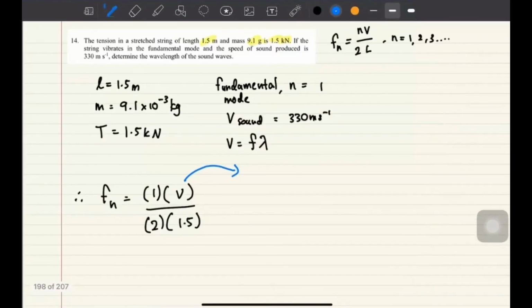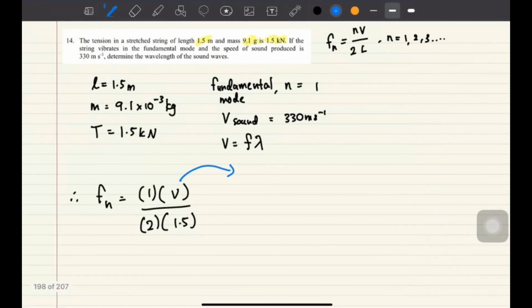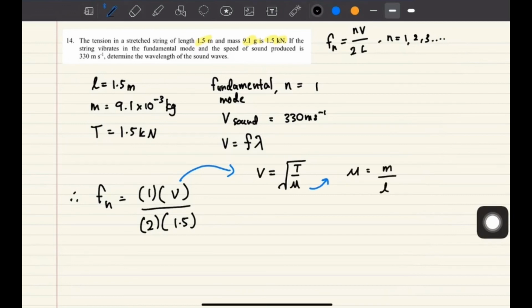So, if you want to substitute inside here, you have to calculate the V. V here is equivalent to square root of T over mu. But remember, you also don't have the mu, so you have to calculate the mu first. Mu here represents mass per unit length. Mass is given, which is 9.1 gram, I change to kilogram. The length of the string is 1.5. I got here 6.067.